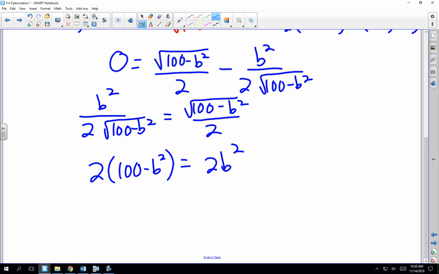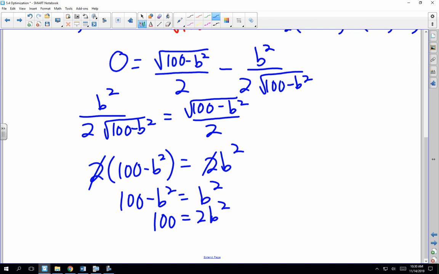So we've got, you could take the 2's out if you want to. So we got 100 minus b squared equals b squared. So 100 equals 2b squared. So b squared equals 50. B equals square root of 50. If you want, you could write it as 5 root 2.